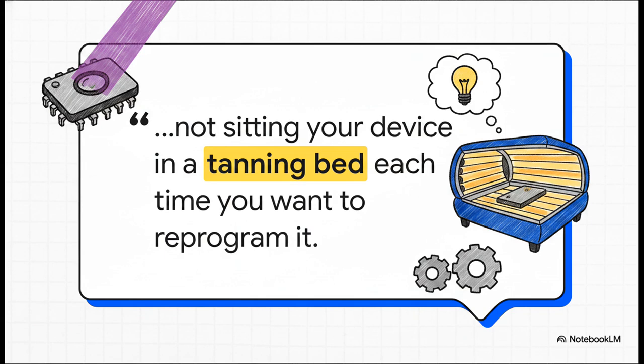Well, they solved it with EPROM. But the solution was honestly a bit wild. To erase an EPROM, you literally had to expose the chip to a strong source of ultraviolet light right through a tiny quartz window on the top of the device. This effectively reset the entire chip to be blank again. There's a great quote from a Stack Exchange user discussing this evolution, pointing out that later tech saved, quote, a lot of time by not sitting your device in a tanning bed each time you want to reprogram it. It's funny, but that is exactly what early software development required.